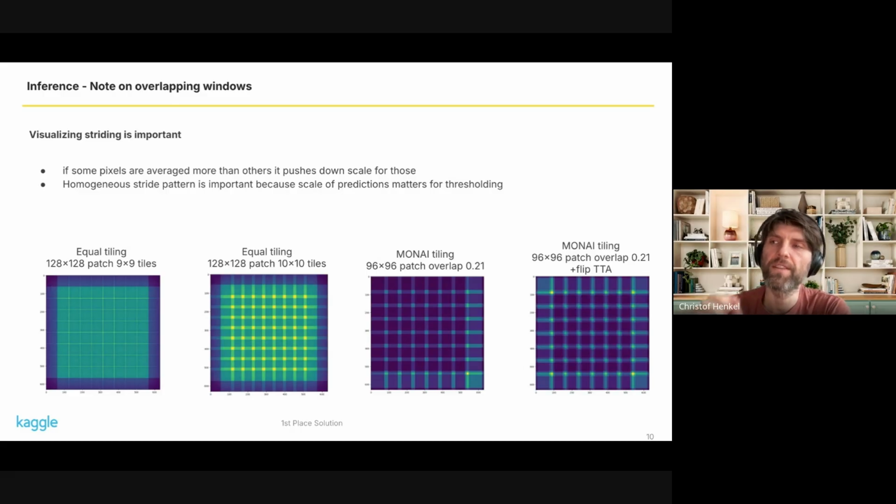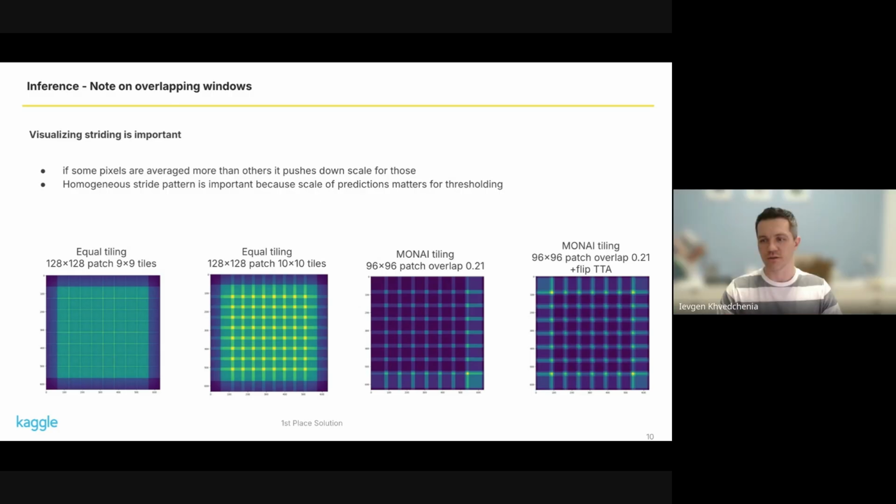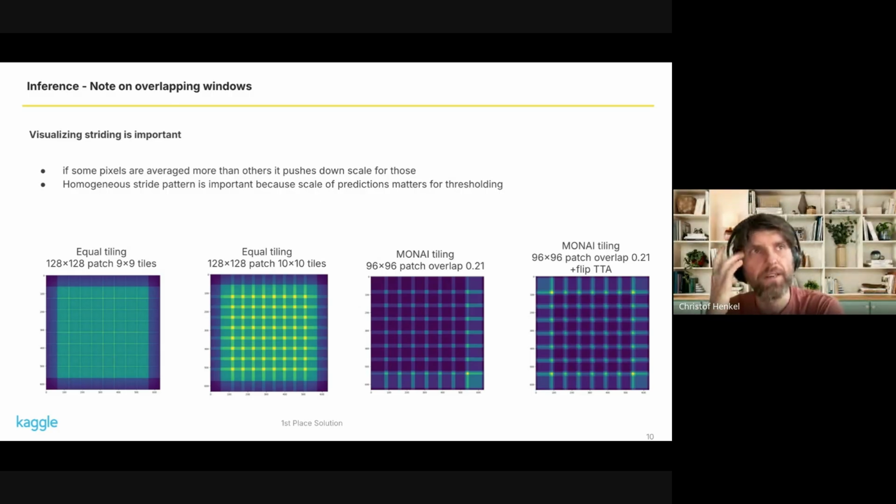But again, at the very end of the model, you do the thresholding to determine if a particle is picked or not, which really depends on the absolute value of your predictions. And if the values of your predictions are not homogeneous through the volume, the thresholding can't be done optimally.